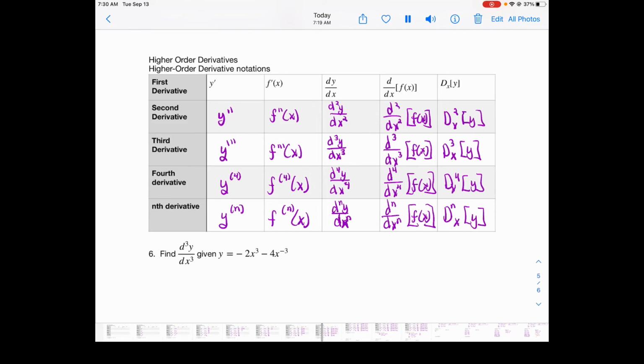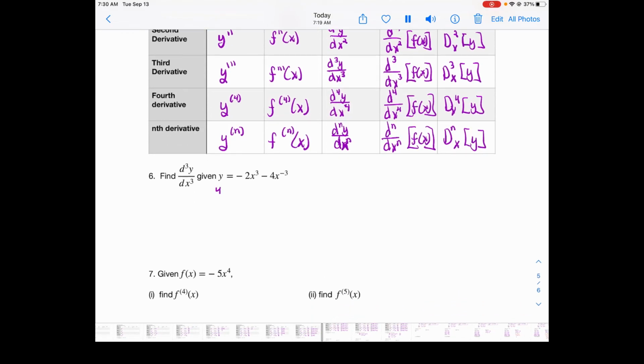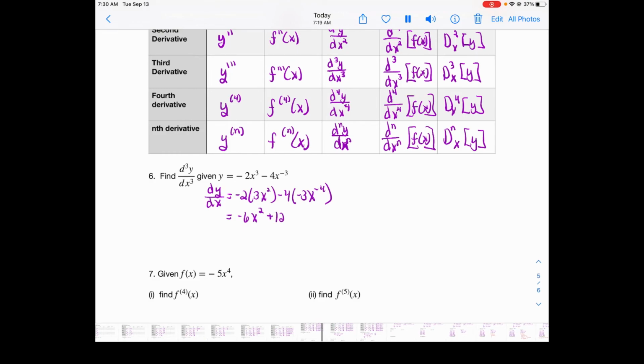Now, in order to find your higher order derivatives, you just find each derivative. The first derivative, those three that I just highlighted, are the ones I want to use most often in this course. So if I wanted to find the third derivative with respect to x, I first have to find my first derivative, dy dx, by using the rules that we learned in this lesson. So my first derivative of y with respect to x is negative 6x squared plus 12x to the negative 4. Then to find my second derivative, I just differentiate this equation. I repeat again, and I get negative 12x minus 48x to the negative fifth power.